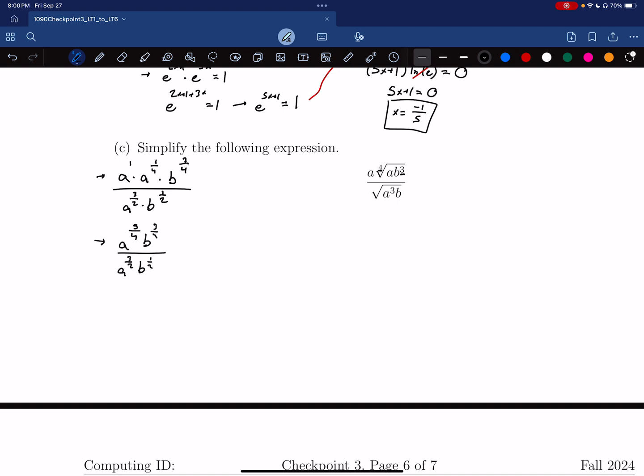Now that we have it in this form, we need to divide out these bases, and to do so, we'll subtract exponents. So we'll have a to the 5/4 minus 3/2 times b to the 3/4 minus 1/2.